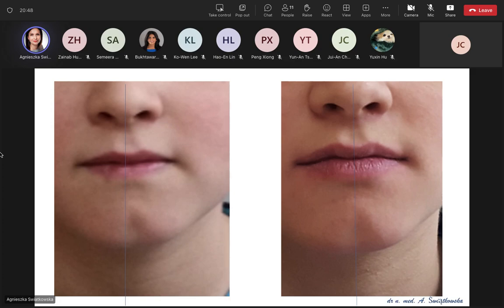Also, if we have patients with expansion, it's a good idea to treat this patient earlier because it's easier to open the palatal suture and it's easier to achieve skeletal expansion of this patient.